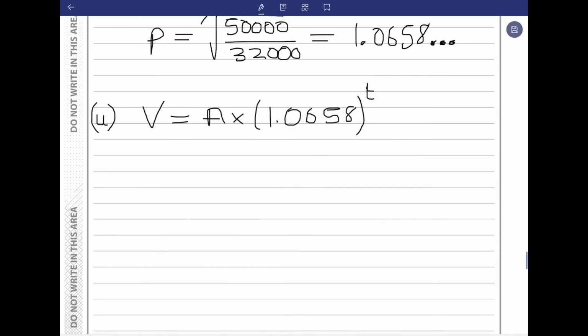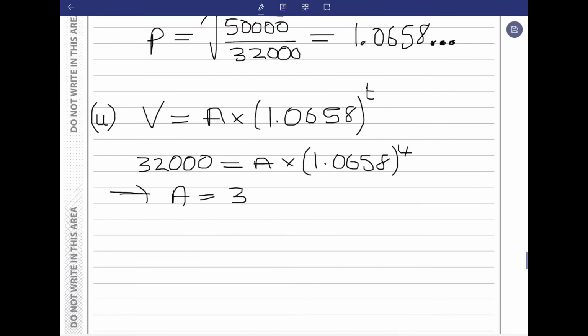And we need to use the equations above as well. So we had 32,000 equals A times 1.0658 to the 4. And now all we have to do is divide both sides by 1.0658 to the 4, and this will give us the answer. A equals 32,000 divided by 1.0658 to the 4.